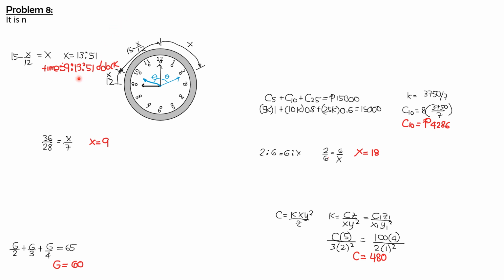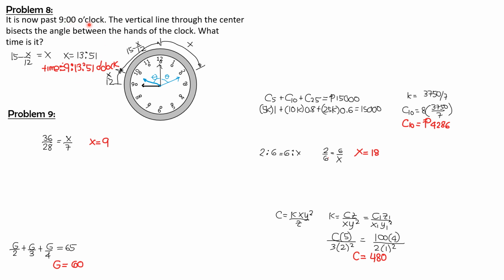Problem 8. It is now past 9 o'clock. The vertical line through the center bisects the angle between the hands of the clock. So what time is it? So this is the situation. We draw a clock reading initially 9 o'clock. So again, the hour hand is constrained to move between 9 to 10 only. So the minute hand should be in this position so that these two angles are equal. So this is the line through the center, and the hands of the clock will be bisected by that line. So that means these two angles are equal.